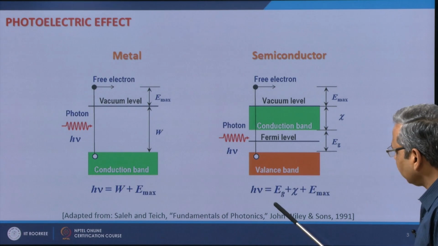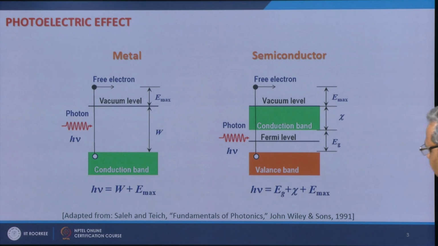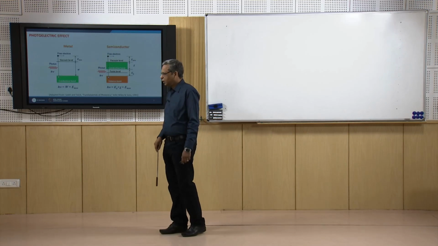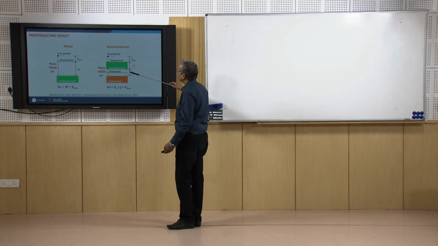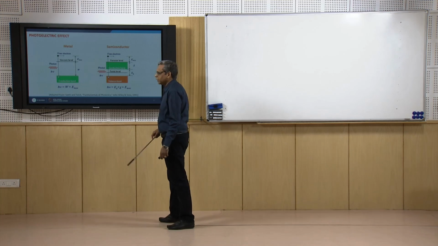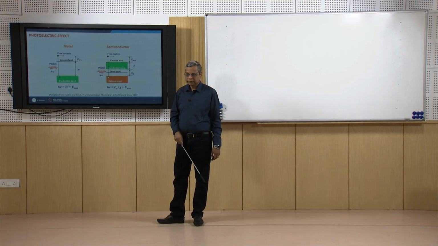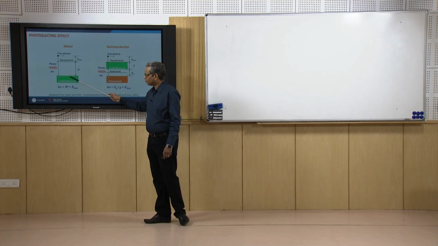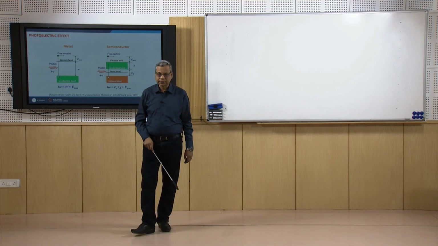So, the equation of conservation of energy is now transformed to h nu is equal to E g plus chi plus E max. E max is again the maximum kinetic energy of the electron. So, you can see you would require much more energy to knock out the electron from a semiconductor as compared to what you need in the case of metals.